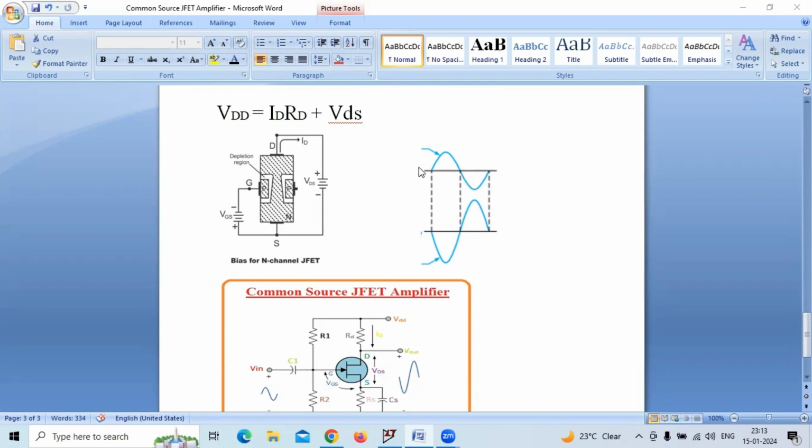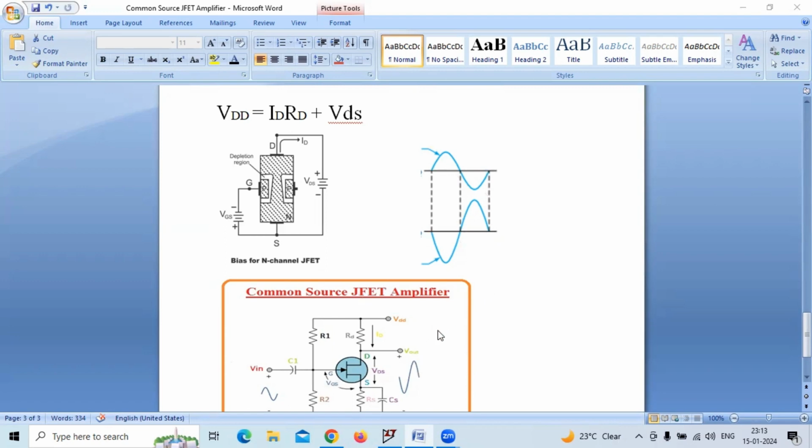So we can say that this common source JFET amplifier is simply an inverting amplifier. It means when the input is a sine wave, we will get an inverted sine wave at the output, which is amplified. This is about the common source JFET amplifier. Thank you.